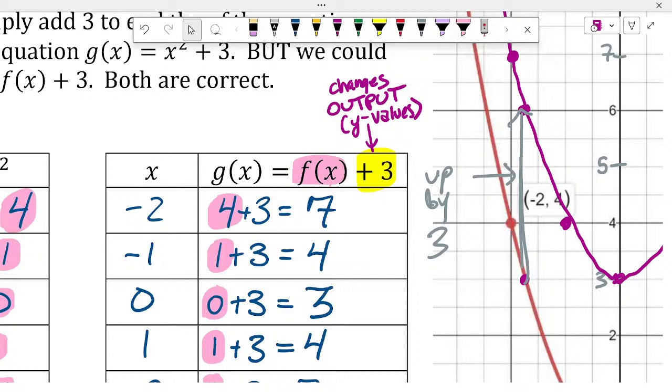Everything outside the brackets, the a value affects how tall it is. The value on the end affects how up and down it is. Those affect the output. The number in the bracket moves it left and right because that's not affecting the y value. It's affecting it before we've squared it, so it's affecting the input, which we call the x value.